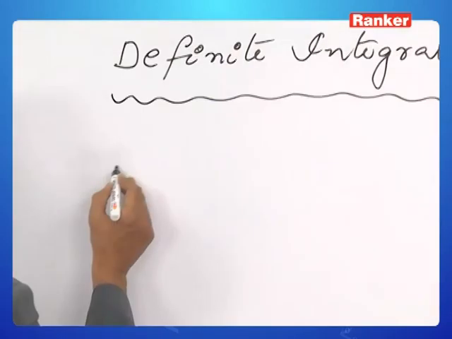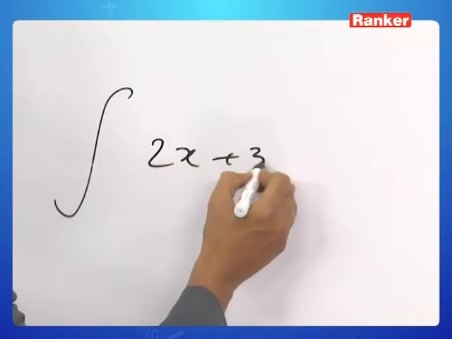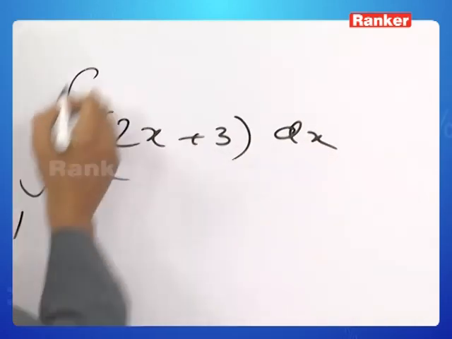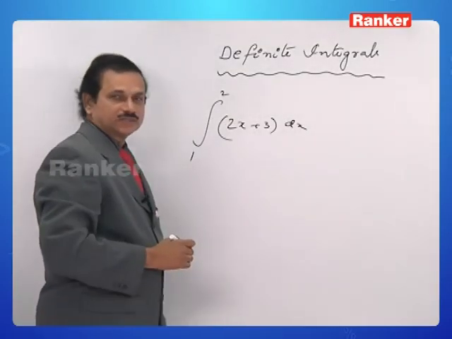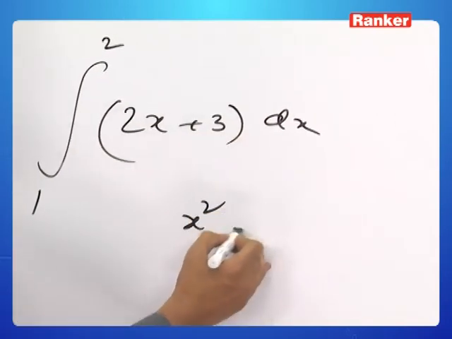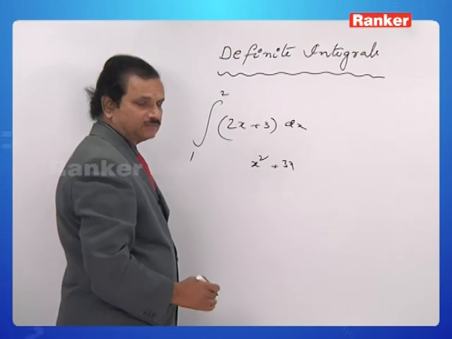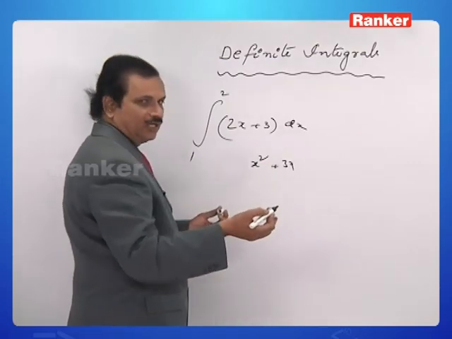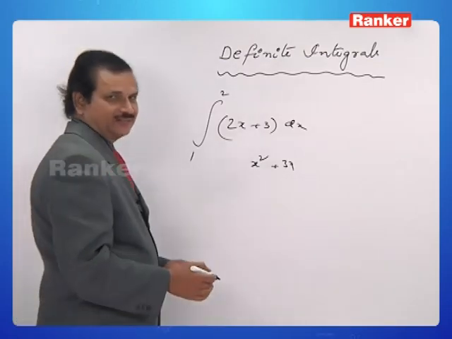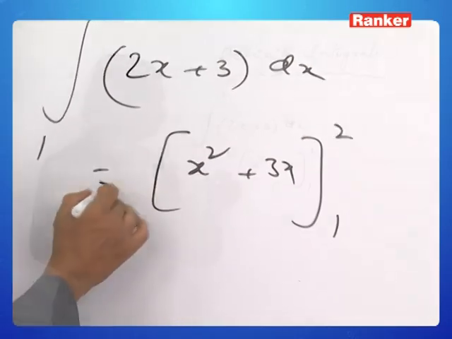Well, integral of 2x plus 3 dx between the limits 1 to 2. What is it? What is the integral of 2x? x square. What is the integral of 3? 3x. Do you need plus c? Of course, if you are interested in the indefinite integral, we put c, but we are not interested here, isn't it? Between the limits 1 and 2.